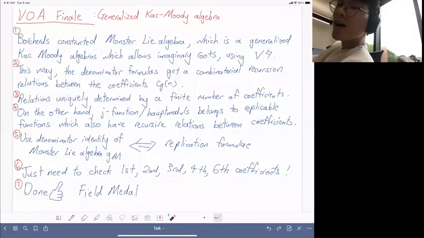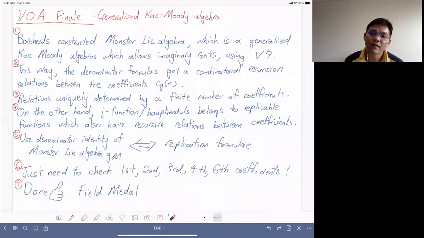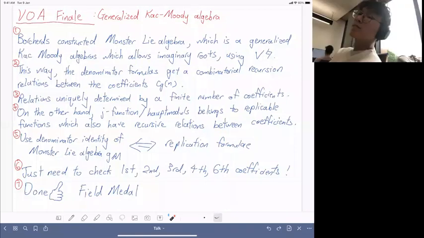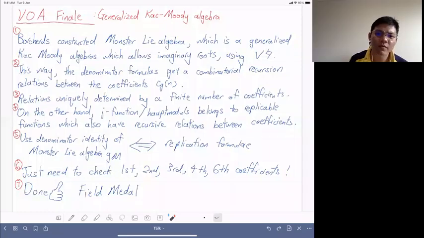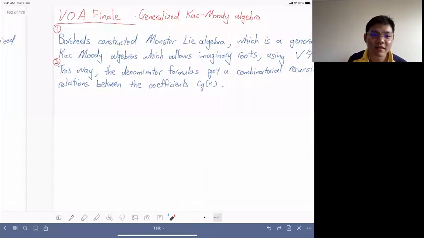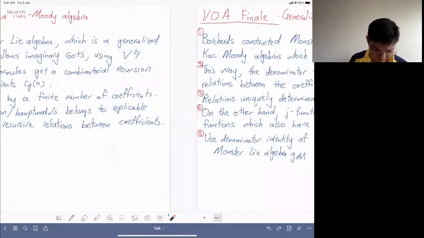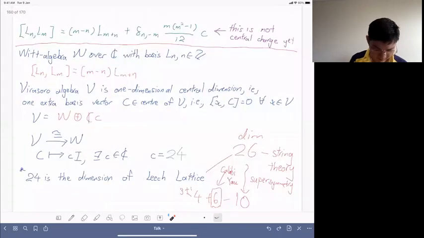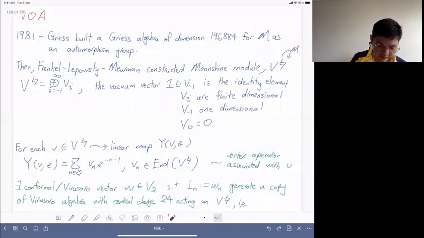Is there a simple way to understand how the monster Lie algebra is related to the monster group? I mean, does the group act on the Lie algebra in some way? Yeah, it is. The way they act on it should be this. You have a relation between these coefficients, right?